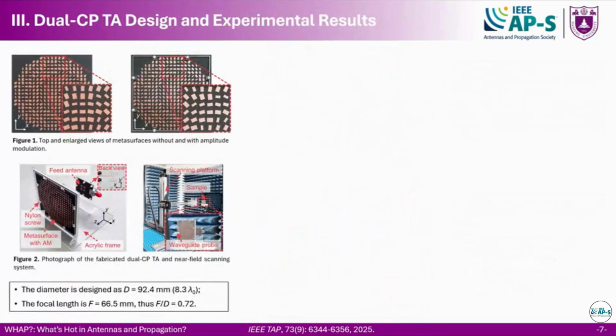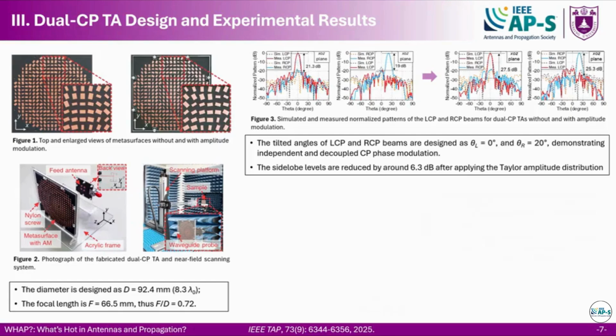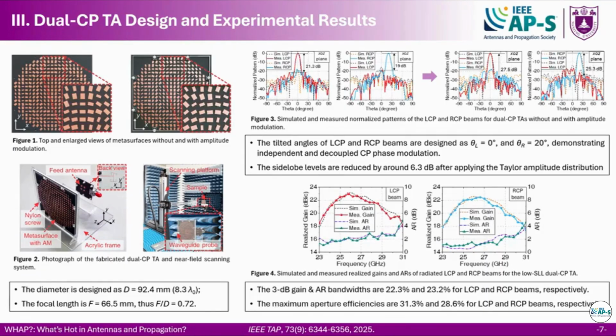Finally, the spin-decoupled metasurface and the dual CP transmitarray are fabricated and verified. After applying the proposed amplitude modulation, the side lobe level is reduced by about 6.3 dB, while broadband performance and high aperture efficiency are well maintained.